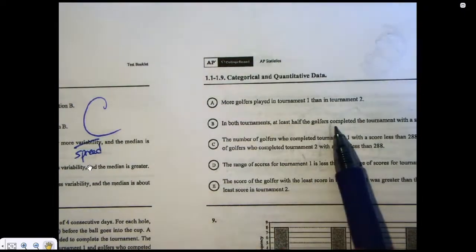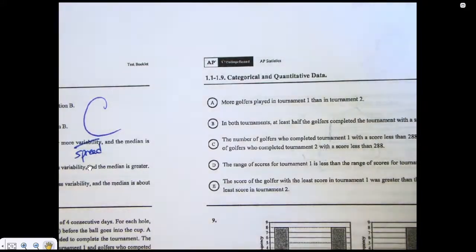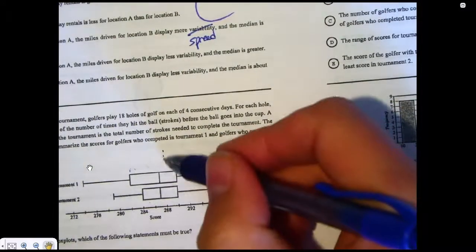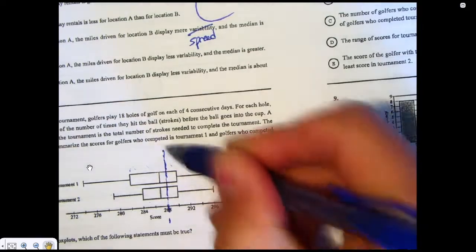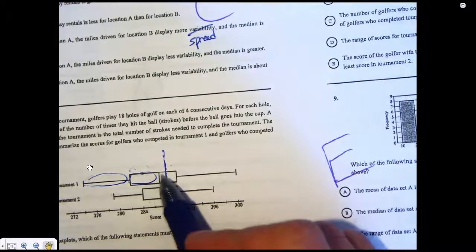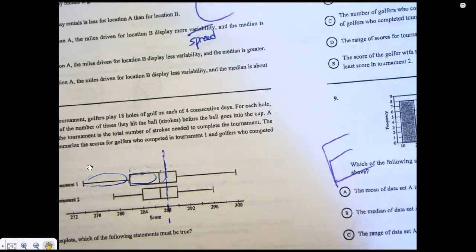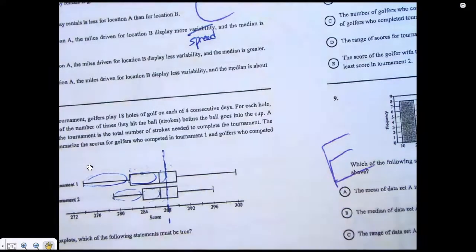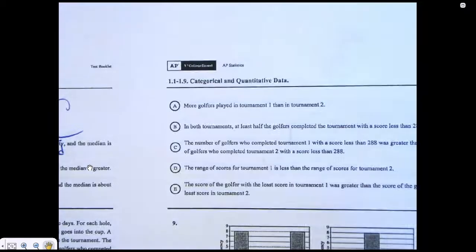So B, in both tournaments, at least half the golfers completed the tournament with a score of less than 288. So 288 is right here. In tournament 1, we got 25% there, 25% there, plus even a little bit more. So yeah, more than half. And then here we got 25% there, 25% there, and plus even a little bit more. So more than half there as well.